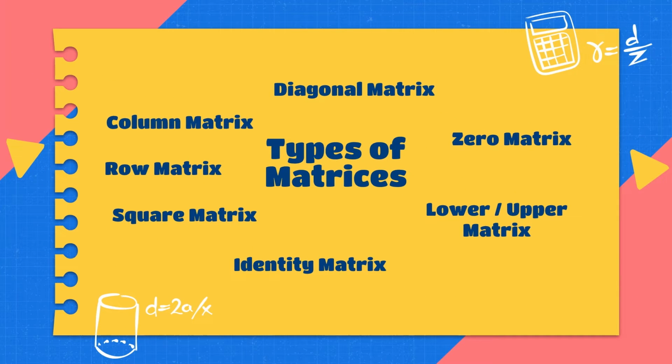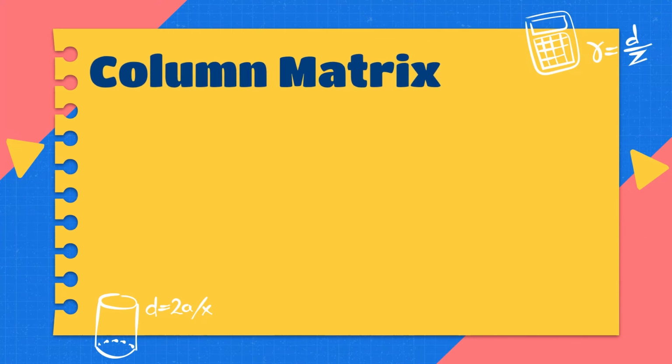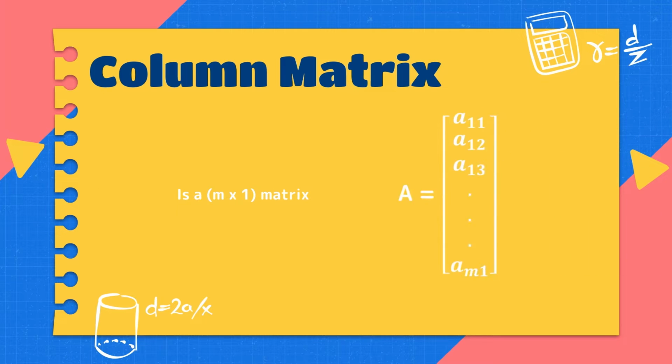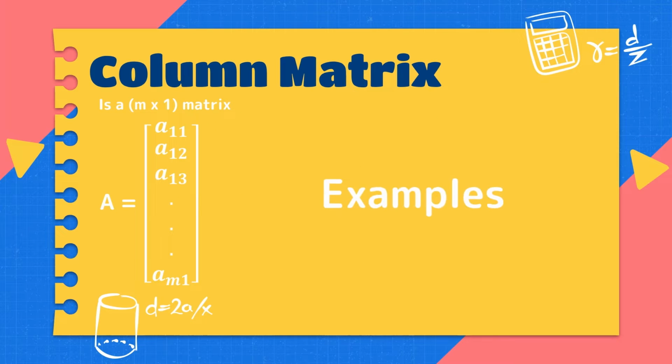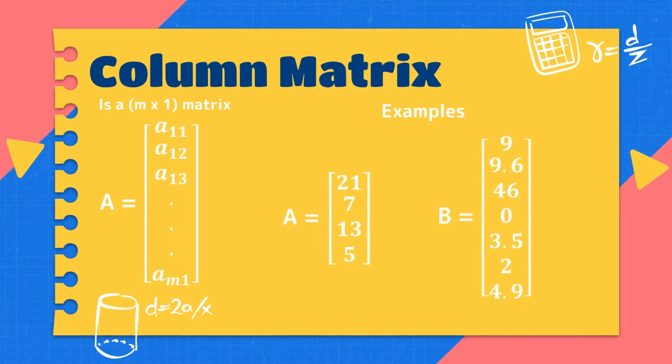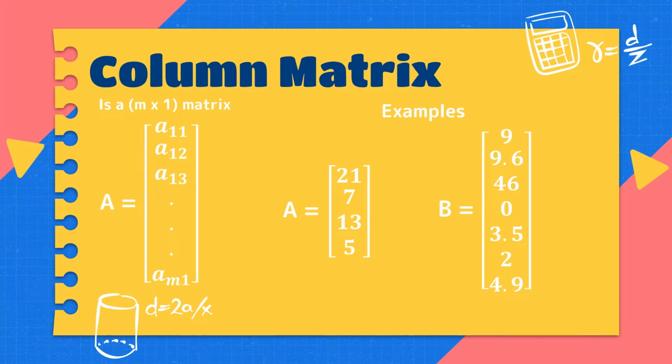Okay, the first matrix is the column matrix. A column matrix is a matrix with order n by 1. These are the examples of column matrix. As you can see here, there is only one column in matrix A and matrix B.